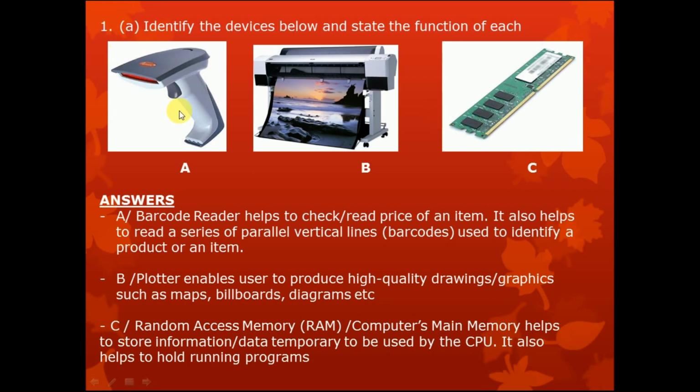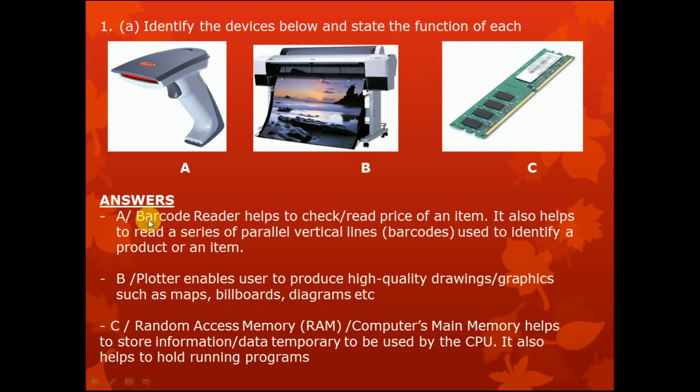So the scanner or the barcode reader is an input device, whilst the plotter is an output device, while this one is a type of memory found inside the system unit. Now let's look at the functions of the devices identified above.